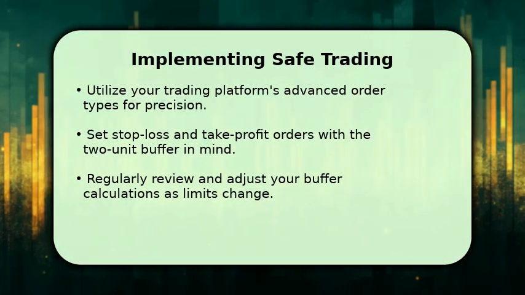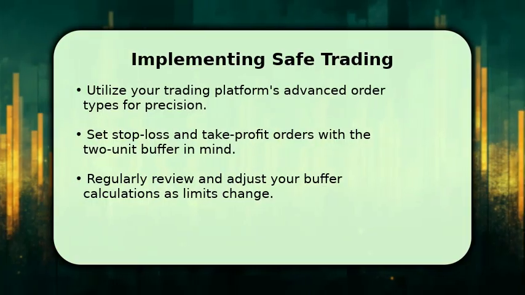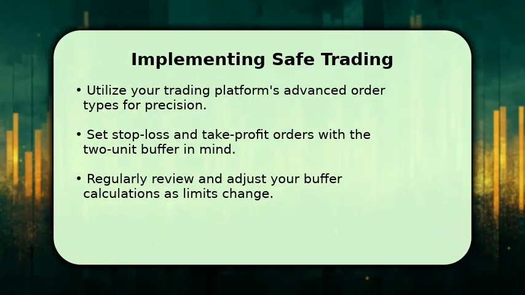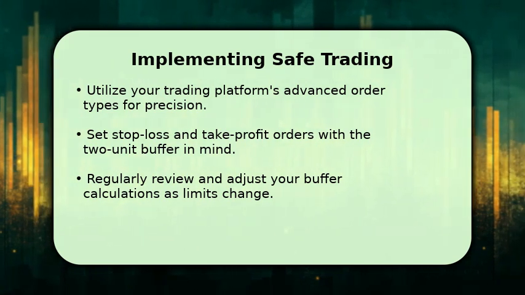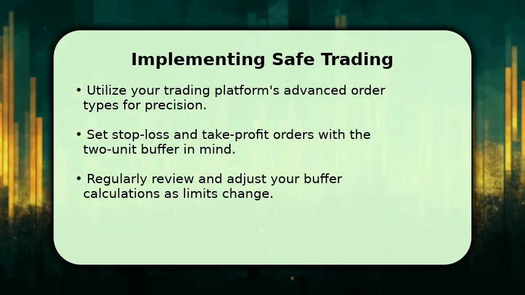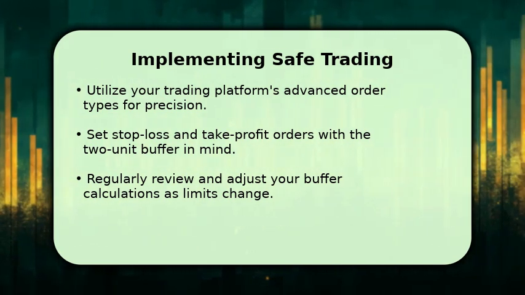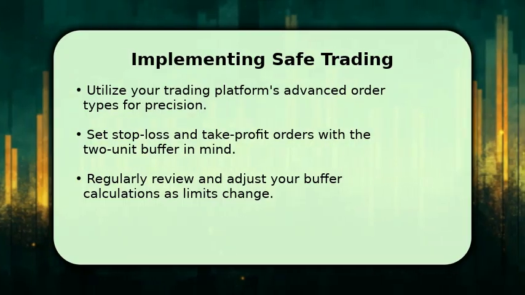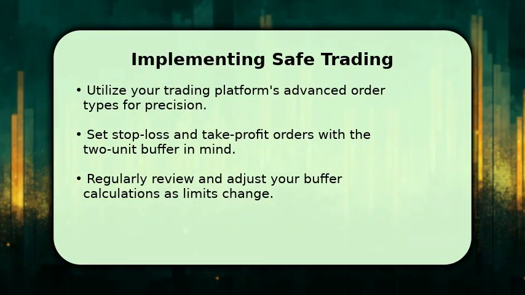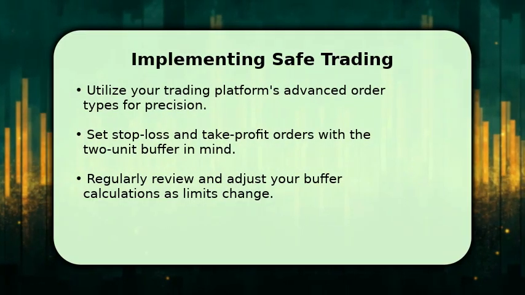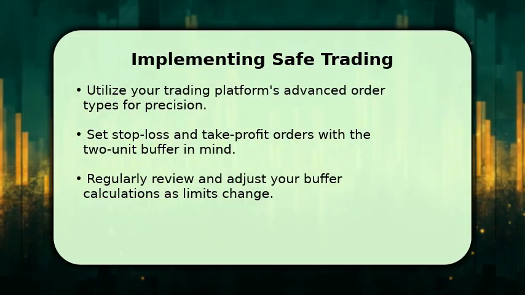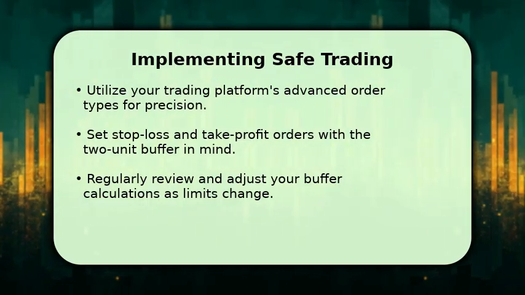Implementing safe trading involves using your platform's features wisely. Leverage advanced order types to precisely place your trades outside the 2-unit buffer. When setting stop-loss or take-profit orders, always factor in the safety margin. It's also crucial to regularly review and adjust your buffer calculations, as price limits can fluctuate. Automated alerts can be very helpful for notifying you when price is near these critical zones.